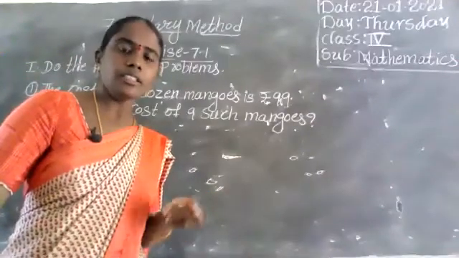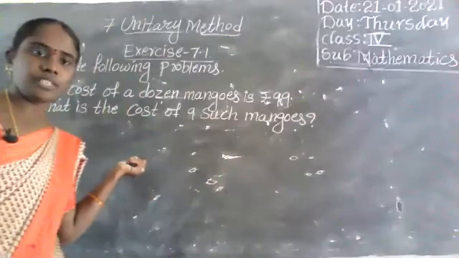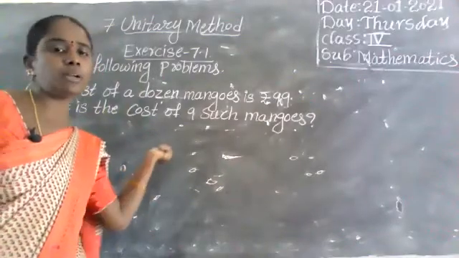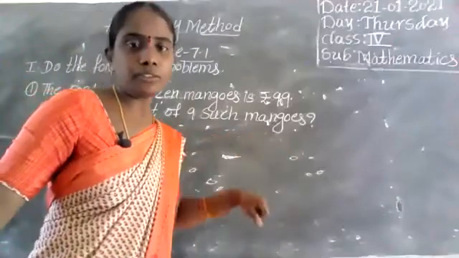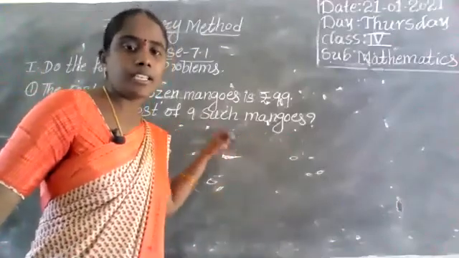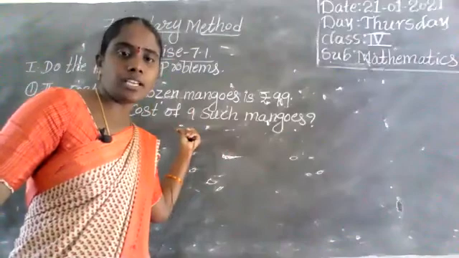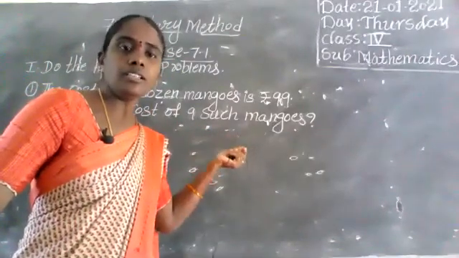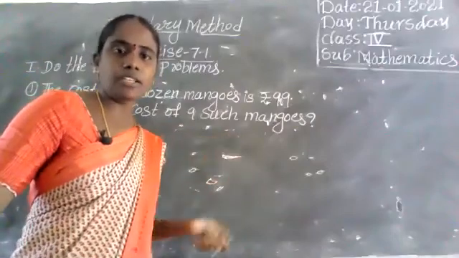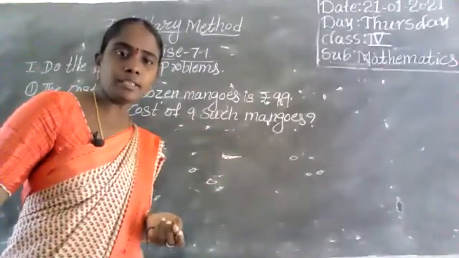With division. To find the cost of one, we use division. After division, we will get one answer. Then you have to multiply by 9, because we have to find the cost of 9 such mangoes. That's why, after division, we multiply the answer by this number. Then we can find the cost of 9 mangoes. Listen to it, Amma.